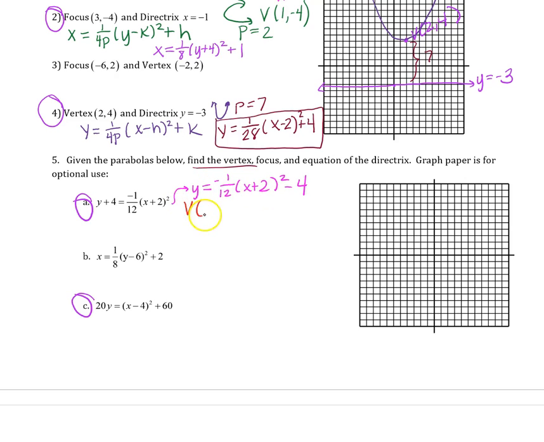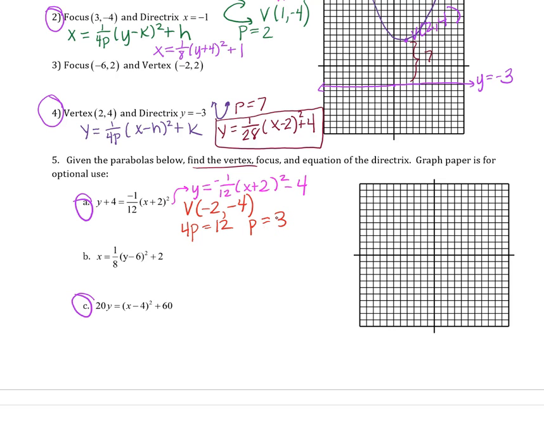So the vertex is negative 2. It's going to be the opposite here because it's being shifted to the left. Negative 2, negative 4. That's where the down 4 comes from. Okay, I'm going to find then the p-value to help me find the focus and directrix. I know that 12, this denominator, is going to be of the form 4p. So p must equal 3.